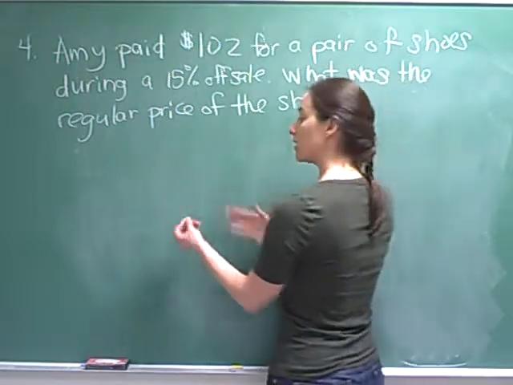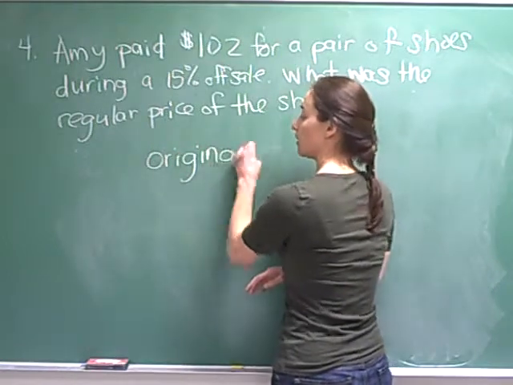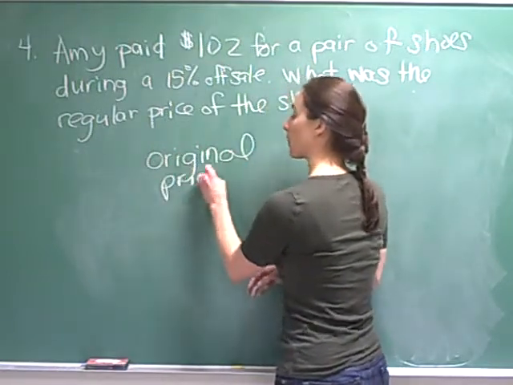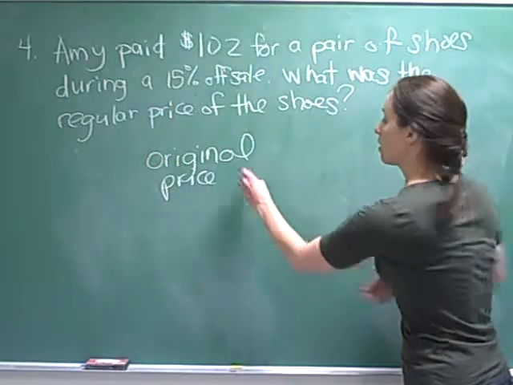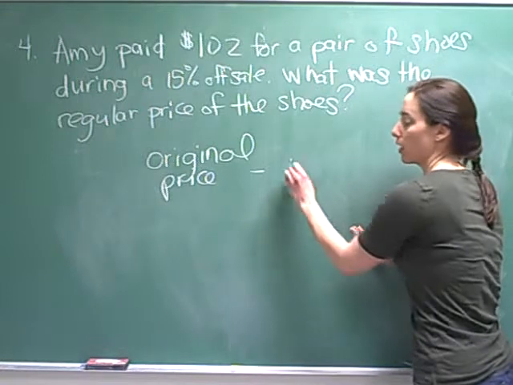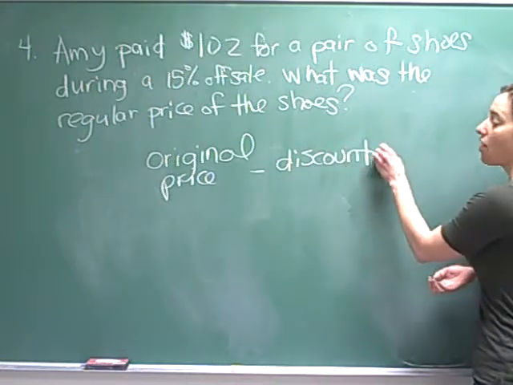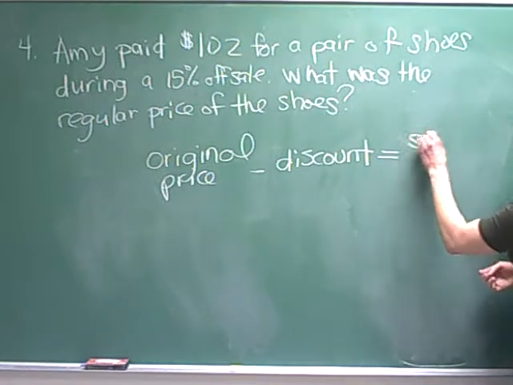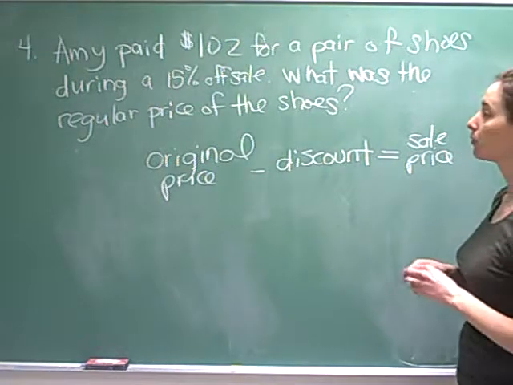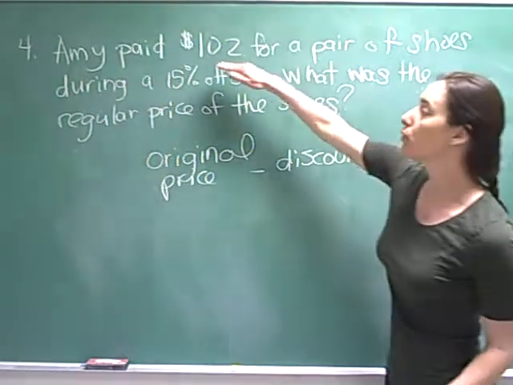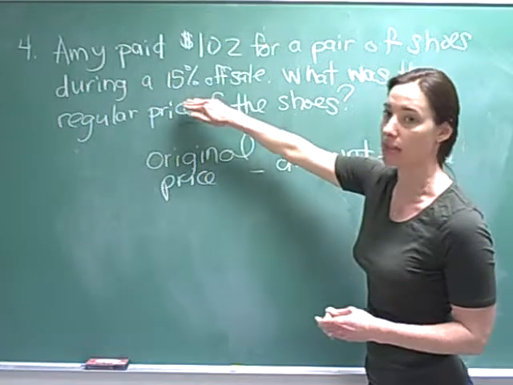So what goes through my head is that I have the original price of the item, so original price, and I get to subtract off a discount. So I get to subtract off a certain amount of money, and that's going to give me my sale price. So 102 is the sale price. That's how much she ended up paying for the shoes during the sale.